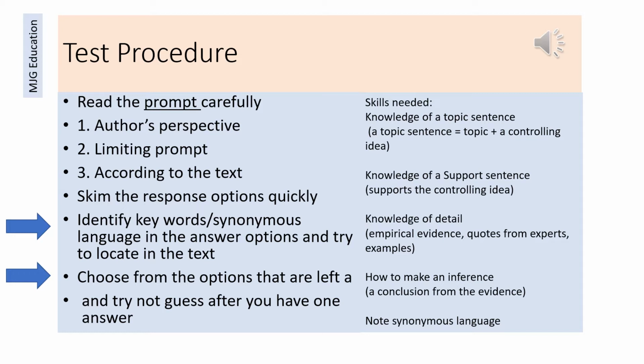So those are the answers. You look through to see what you're going to be skimming and scanning for. Identify keywords. Note that they might use synonymous language in the answer options, and try to locate your answers in the text. Choose from the options that are left and try not to guess after you have one answer. Sometimes, especially with number 1, the author's perspective, and sometimes with the limiting prompt, your best choice is just to get one answer and go on.